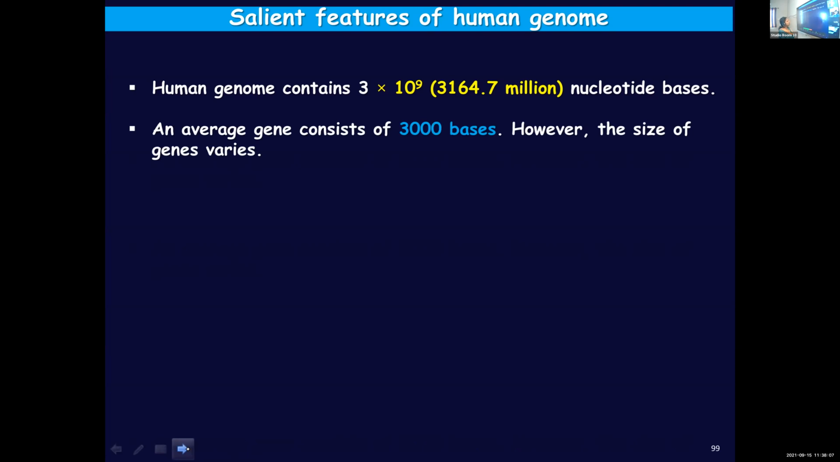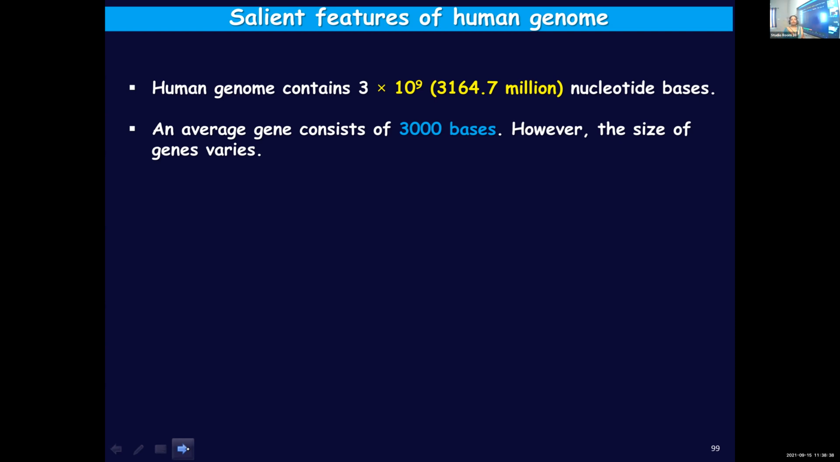An average gene, if you take, gene means it's a segment, a piece of DNA. The length of the gene can be different. Depending upon the gene, the length can be different. All genes are not of the same size. On an average, each gene will have 3000 bases. However, the size of the gene differs.